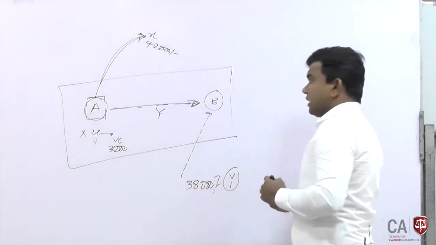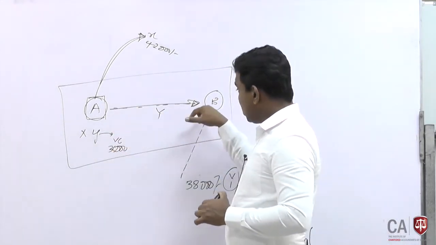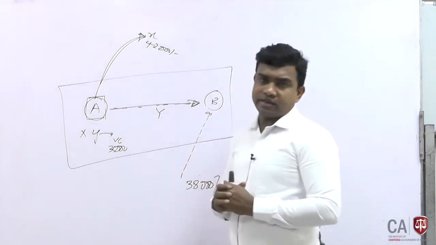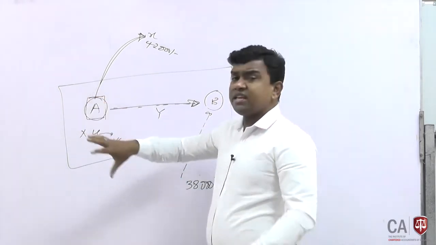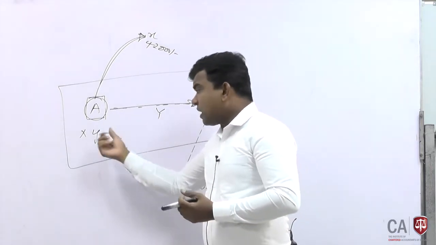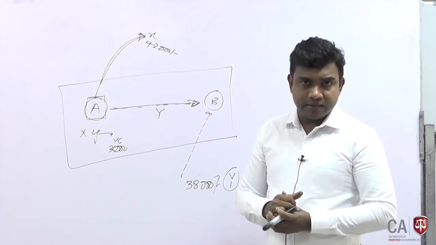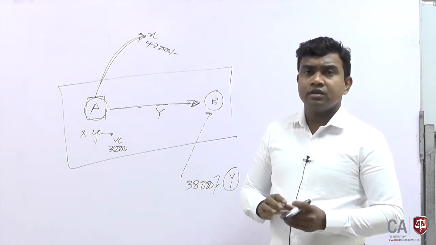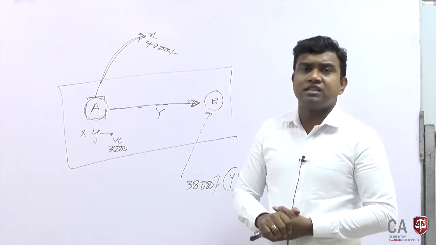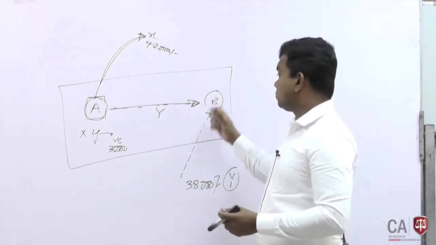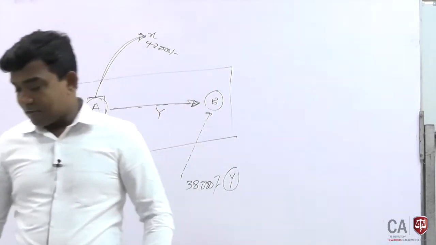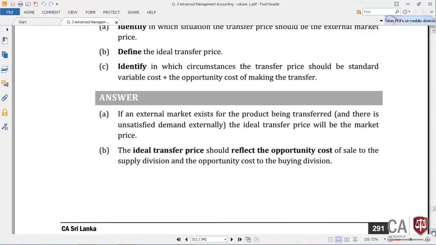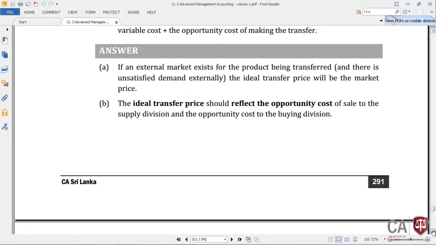Here, when A is producing Y only for B, they don't have a market price for Y, right? If A produces Y for the external market also, they have a market price for Y. Clear? In such a situation, A can find the lowest market price in the market and supply product Y to B based on the market price. Let's move into the answer where you can use market price as the transfer price. If an external market exists for the product being transferred, the ideal transfer price will be the market price.